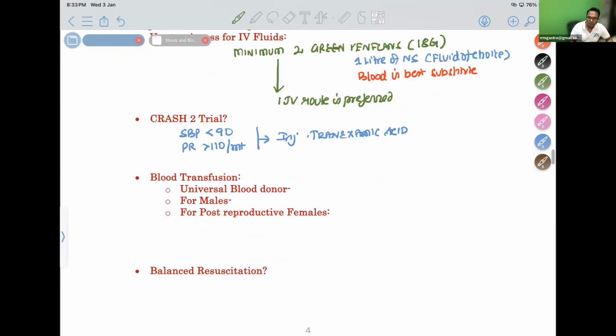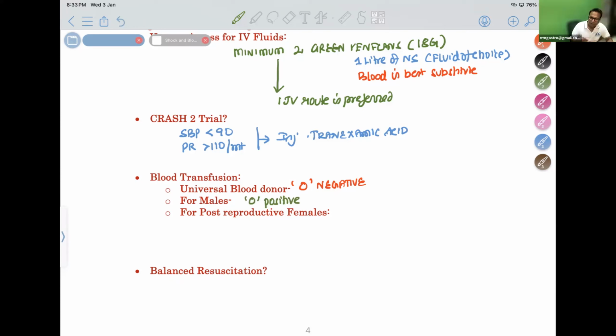And blood transfusion: I told you blood is the best substitute, but cross matching and all will take 1 hour. I cannot wait that long. Therefore, what should I use? The blood group used is O negative, the universal blood donor. In trauma centers, in military and war settings, they have hundreds of O negative units in the ambulance. They transfuse immediately because they have no time for cross matching.